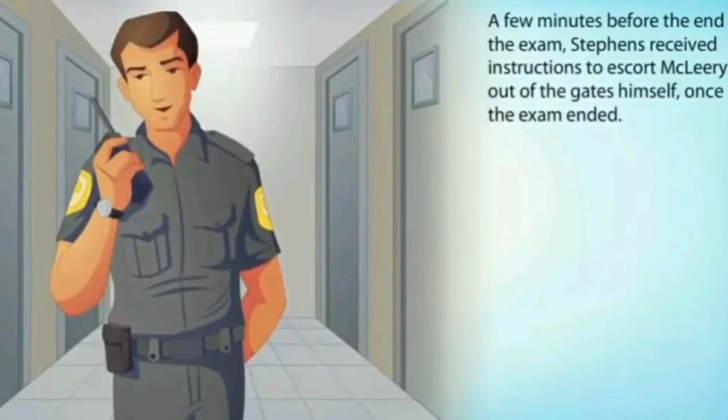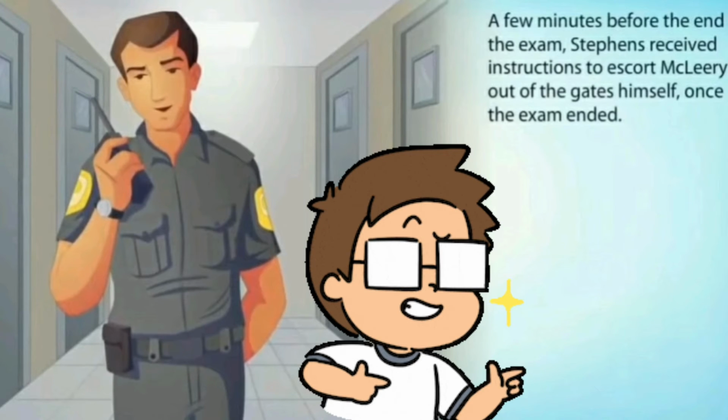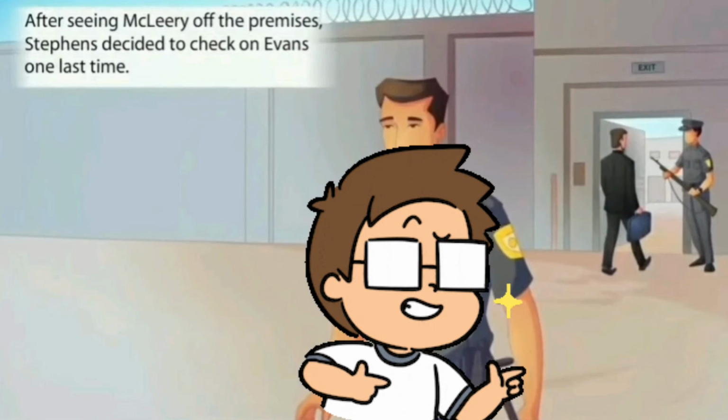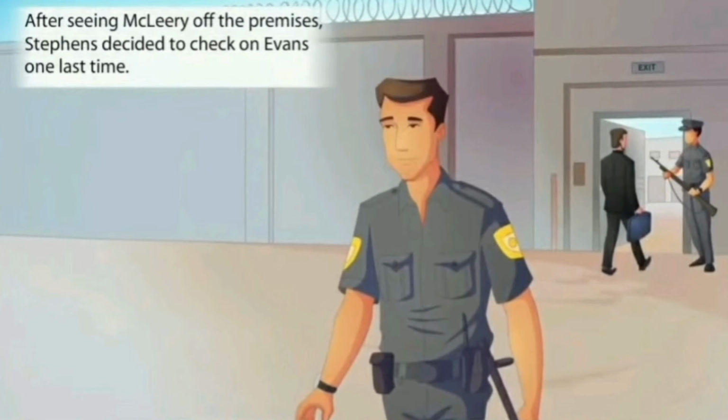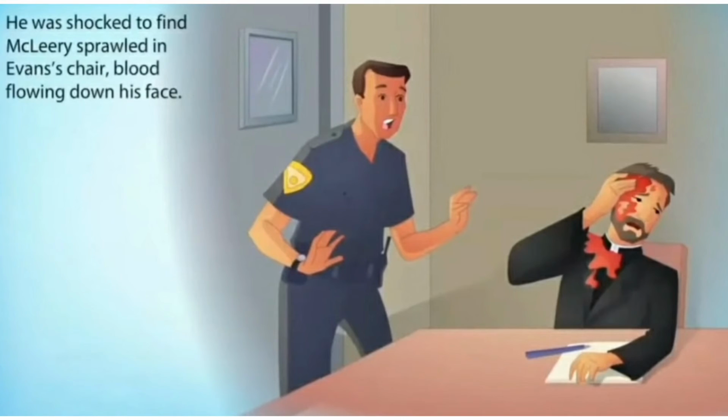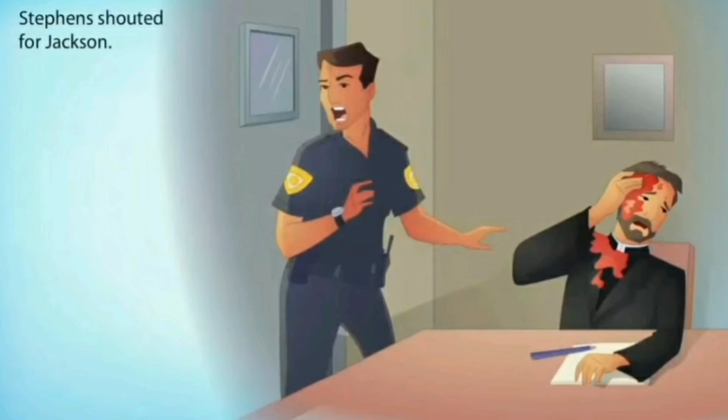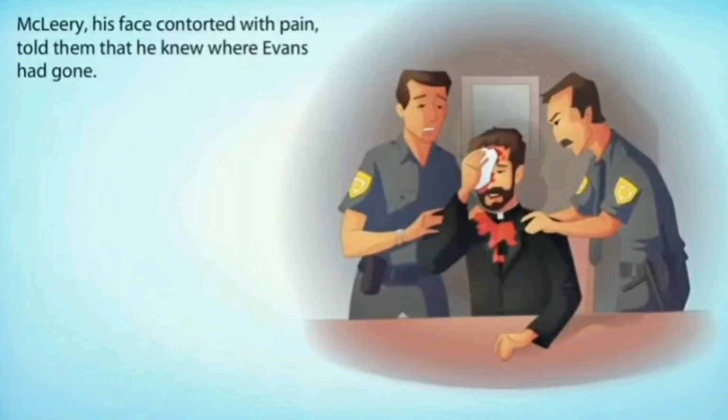A few minutes before the end of the exam, Stephens received instructions to escort McCleary out of the gates himself once the exam ended. After seeing McCleary off the premises, Stephens decided to check on Evans one last time. He was shocked to find McCleary sprawled in Evans' chair, blood flowing down his face. Stephens shouted for Jackson.